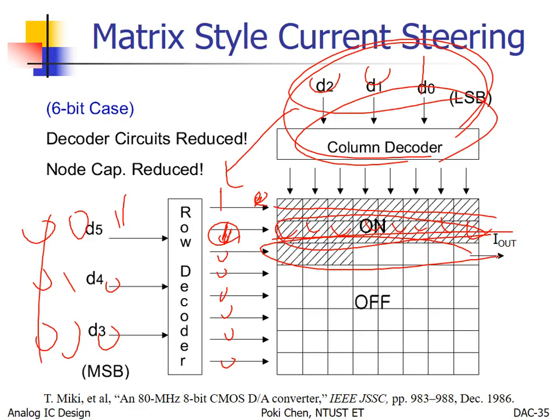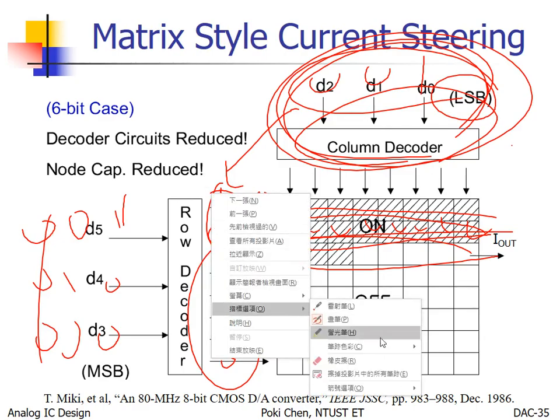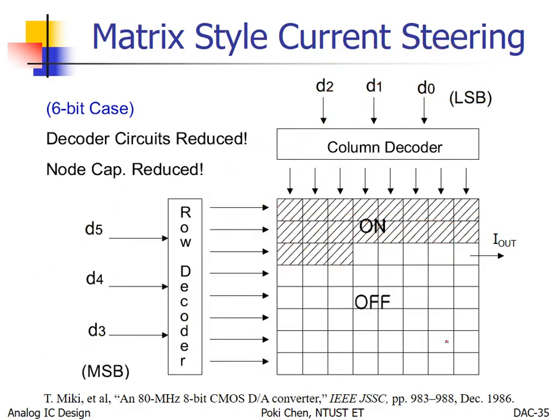So, the output of your LSB decoder will be applied to the boundary of zeros and ones. Okay, got it? Okay? That is the idea. Hopefully you understand what I'm talking about. If not, go back to reread your slides or to rewatch the video clips.